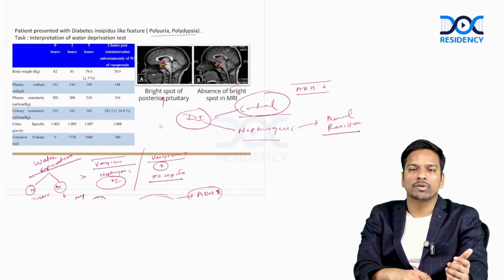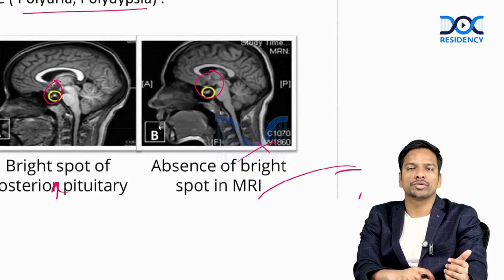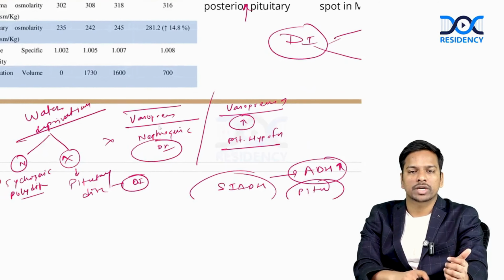Okay, so that is about diabetes insipidus imaging. Typically you will have this absence of the bright spot in these patients. Okay, that is the most important part you should remember, right?